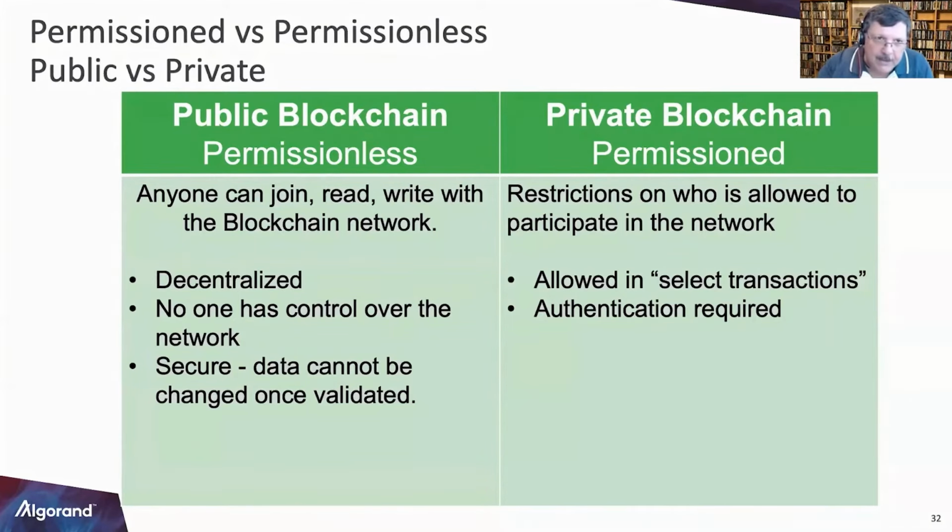And lastly, we get to this section on permissioned versus permissionless and public versus private. Again, I heard a lot of this when I first was learning chain. What kind of solutions can I build in each of these? Let's get the terminology down so we're all on the same level here. On a public blockchain, anyone can join and read and write the blockchain or the network. It's decentralized. No one has control over the network. It's secure and data cannot be changed once it is validated, like we talked about. On the other hand, a private blockchain is also referred to as a permissioned blockchain.